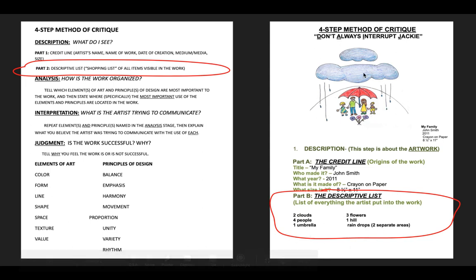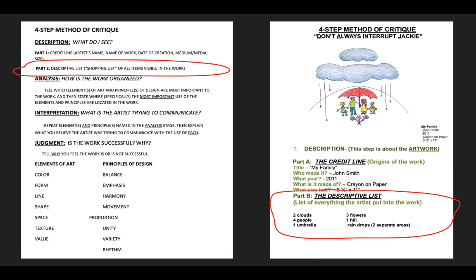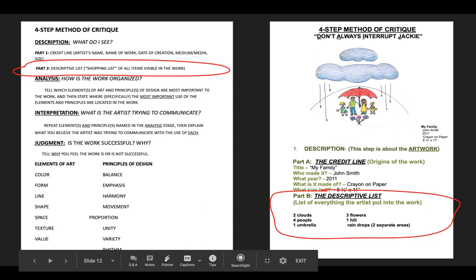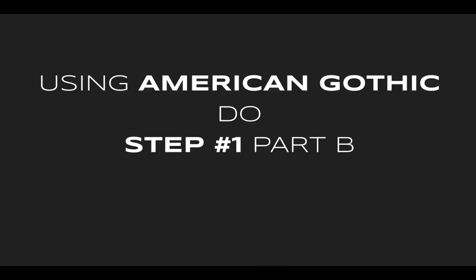If you were going to recreate this, you would need 2 clouds, 4 people, 1 umbrella, and so on. Now notice that it doesn't say 2 clouds that are crying, because we don't know if the clouds are crying. We have no idea what these clouds feel like. So we can't say that. All we know is that we see two clouds. So you can't be putting your feelings or your opinions into it. You'll have a chance to do that later.